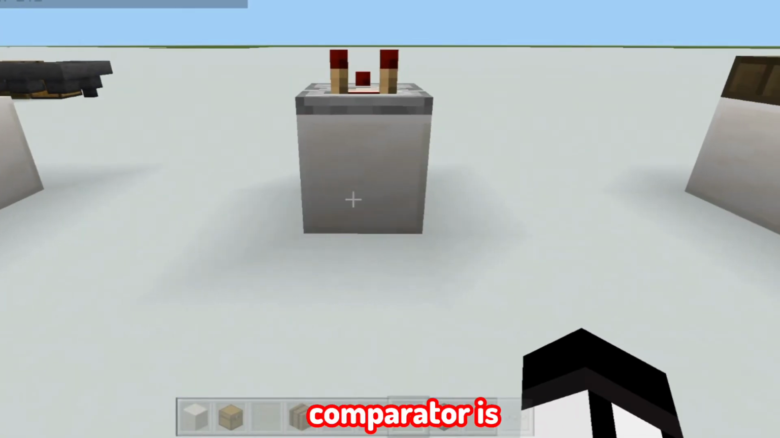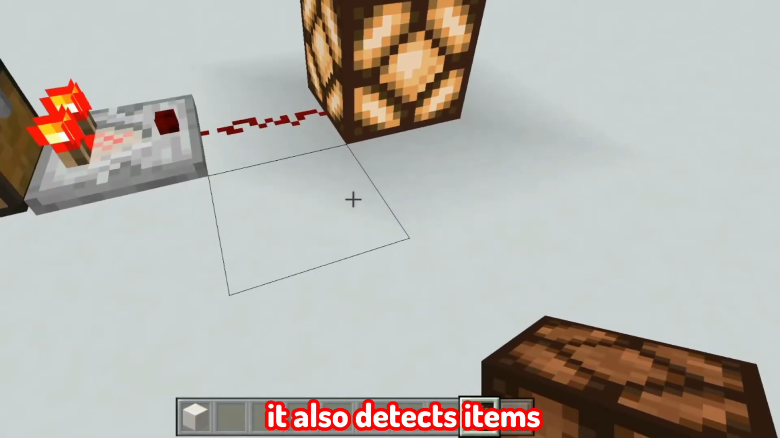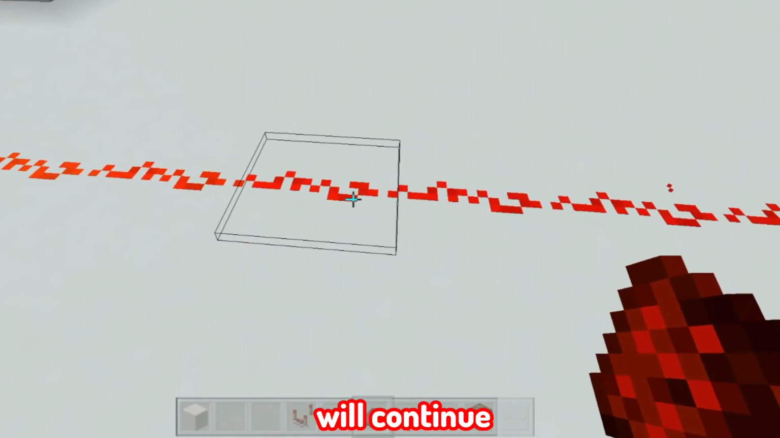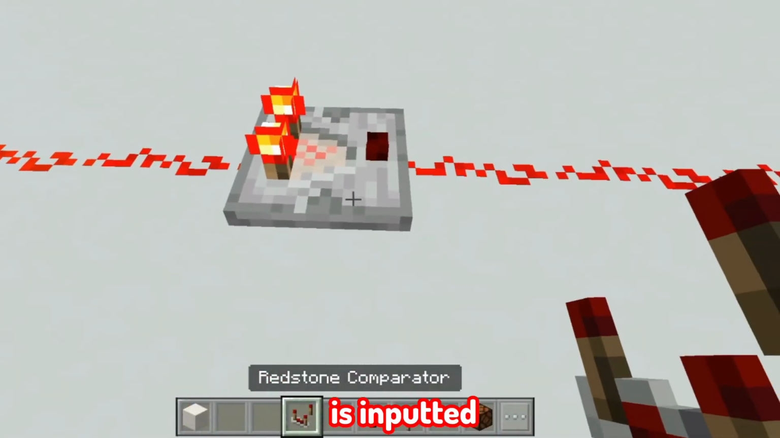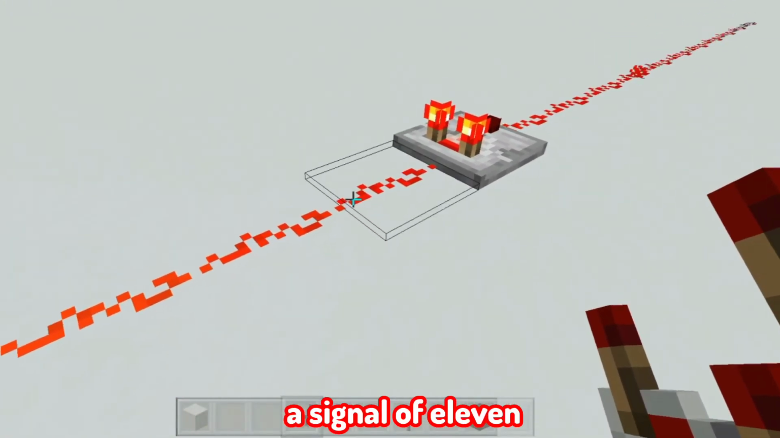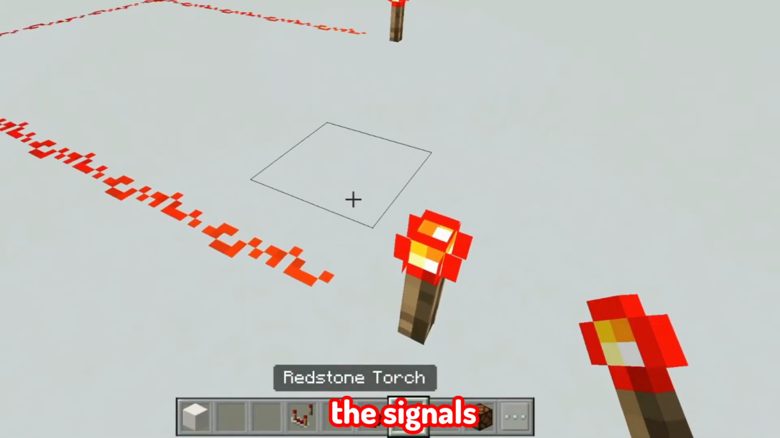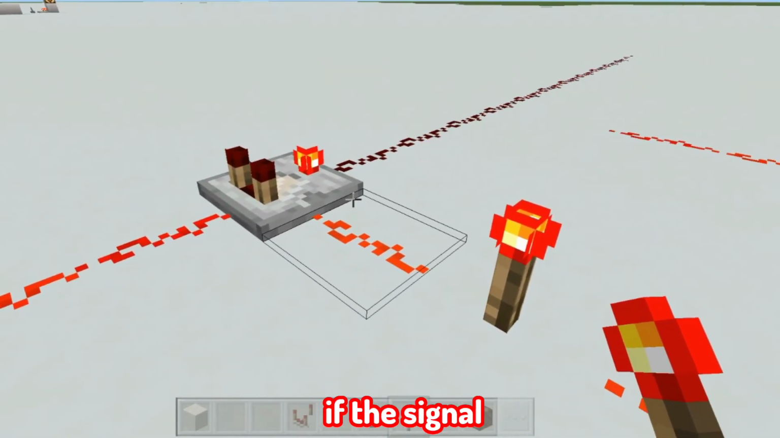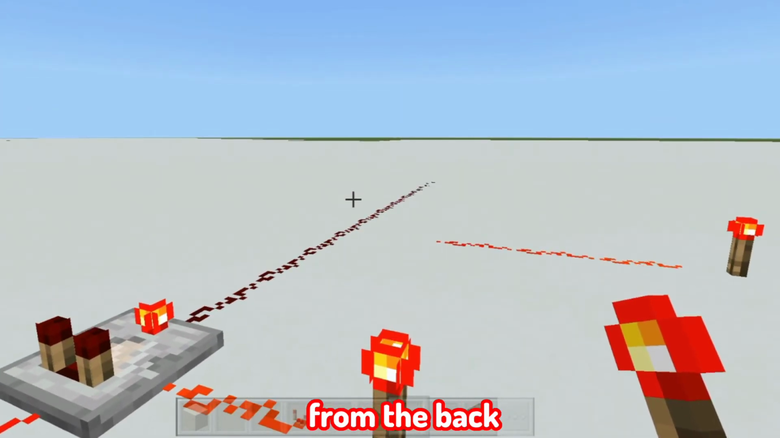The redstone comparator is an advanced redstone component that compares redstone signals. It also detects items in filled containers. The comparator will continue redstone signals. For example, if a redstone signal of 12 is inputted into the back of a comparator, it will output a signal of 11, 10, and so on. In subtract mode, it will subtract the signals inputted from the back and from the sides. It will stop giving an output if the signal strength being inputted from the sides is stronger than the one being inputted from the back.